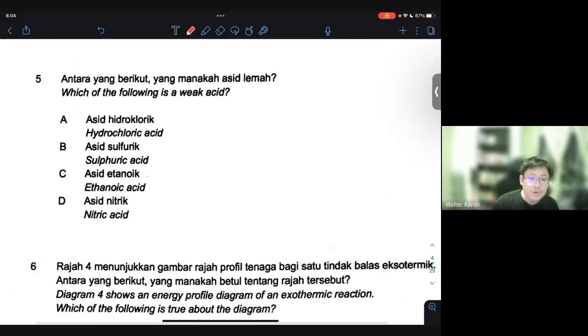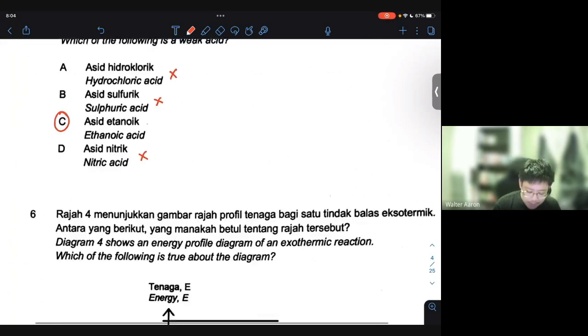Number 5, which of the following is a weak acid? We know that hydrochloric acid is definitely wrong because it's a strong acid. Sulfuric acid is also wrong. Ethanoic acid is supposed to be the answer. Nitric acid is also wrong because these three are technically strong acids.